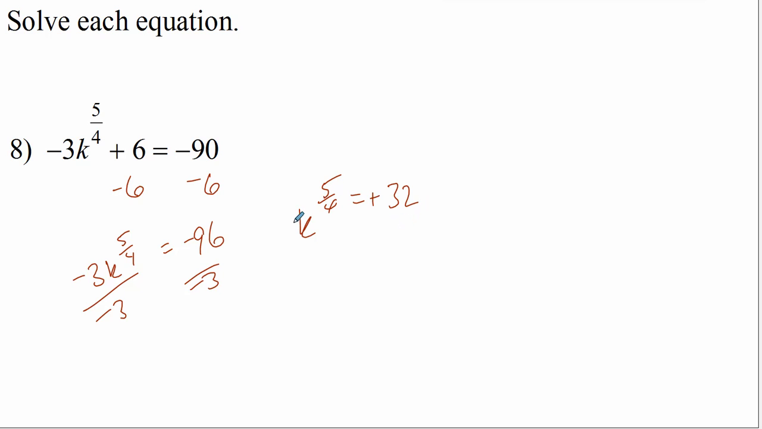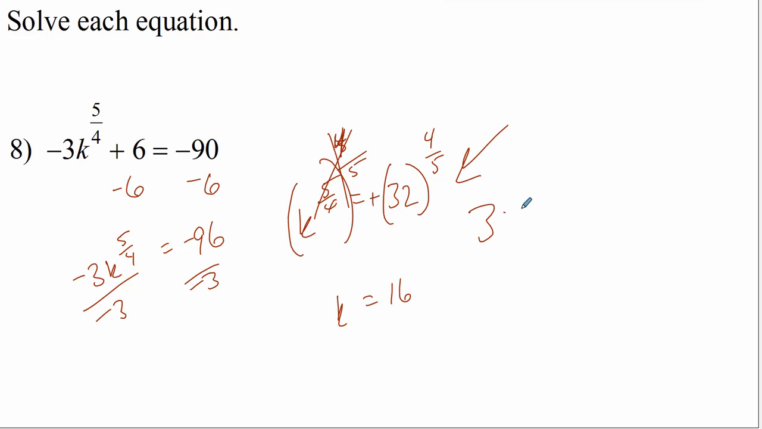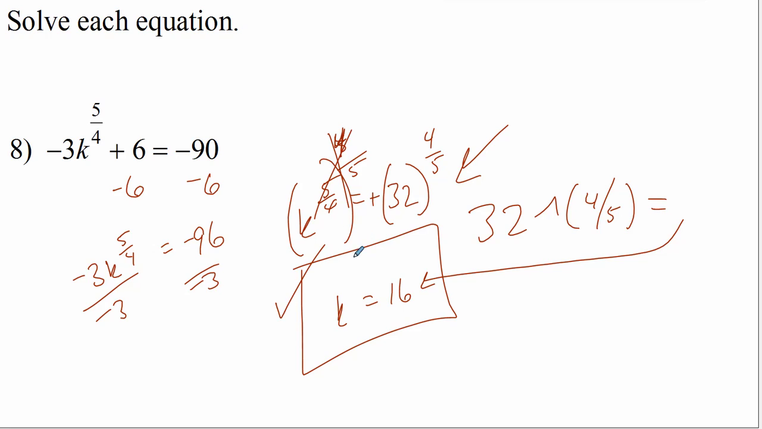Now what I want to do is, again, flip it to the reciprocal, so 4/5. Raise both sides to the 4/5. You notice my denominator is odd. That means I don't have two answers, I only have one. These cancel, k. 32 to the 4/5 is going to be 16. You can do that on your calculator. 32, caret, open parentheses, 4 divided by 5, close, equals 16. Answer, bingo, bango, bongo.